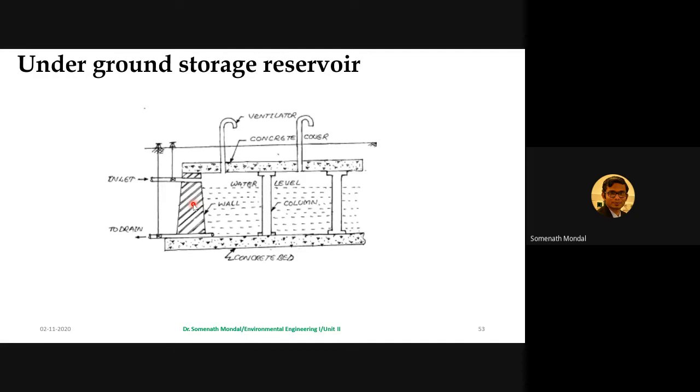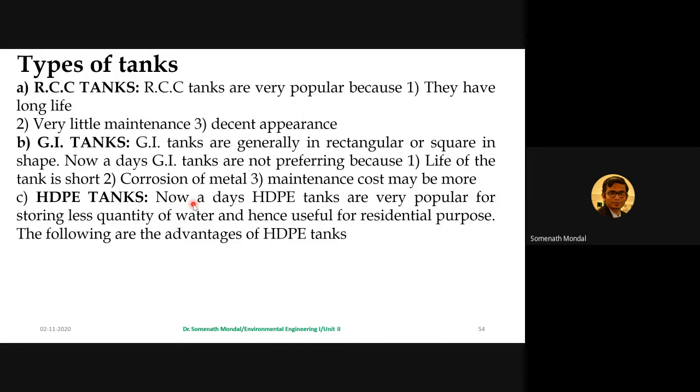Now let us try to talk a bit more about the different materials which are used. RCC tanks I have already mentioned in the beginning while talking about overhead tanks. RCC tanks are very popular because of their inherent advantages, which I have already mentioned. Next come galvanized iron tanks, in short GI tanks.